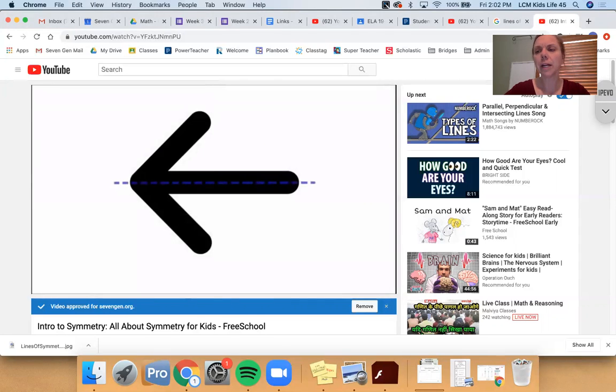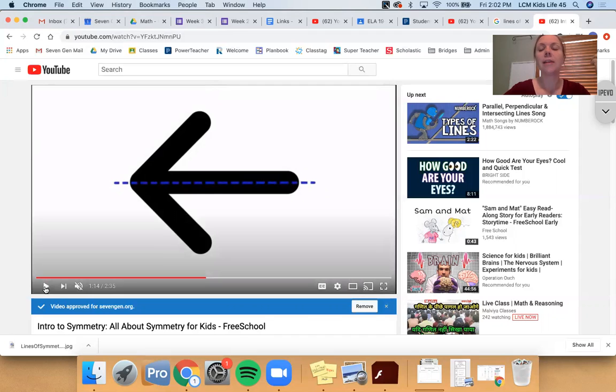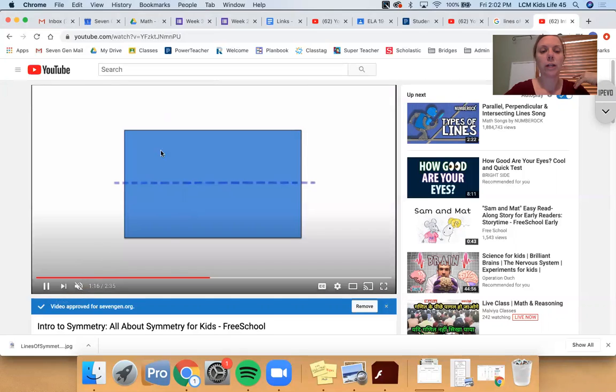And I think that we're pretty good at figuring that out. I think we can identify the objects that have one line of symmetry. I think based on what you put into the Google Forms, you had a little bit more trouble identifying the multiple lines of symmetry. So here's an arrow that had one line of symmetry.